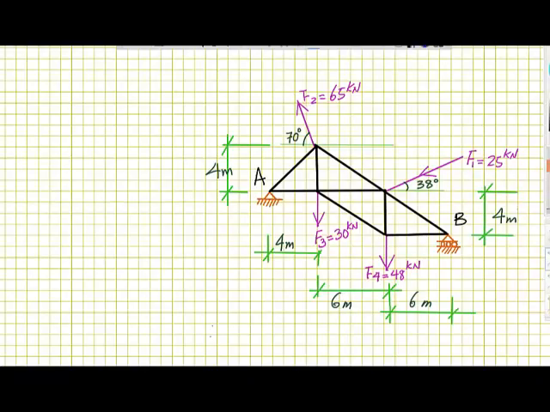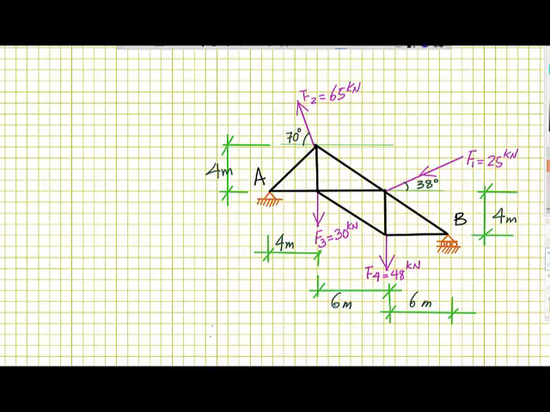Here we have another example for calculating the reactions. In this truss we have again a hinge point at A and a roller support at B. Step number one is we need to assume a direction for the reactions.